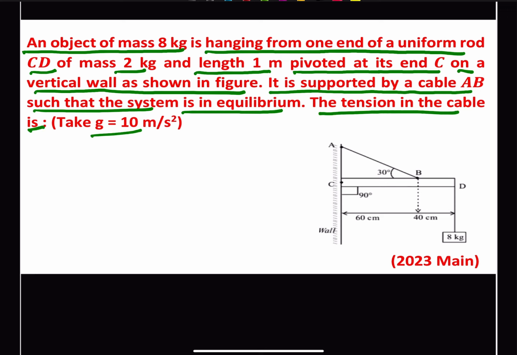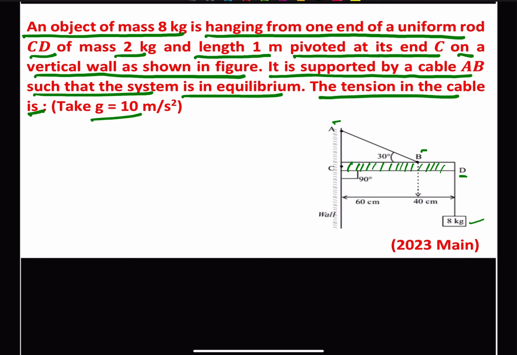So a basic figure is given to us. We are having a rod which is CD, and at one end, that is D, an 8 kg mass is hanging, and this entire system is balanced by a string, that is our AB. Okay, we have to find out the tension in this cable. So we can just draw the forces.